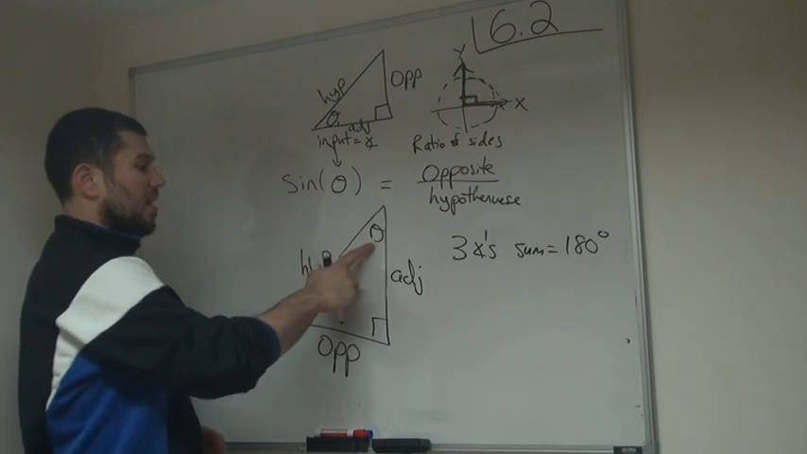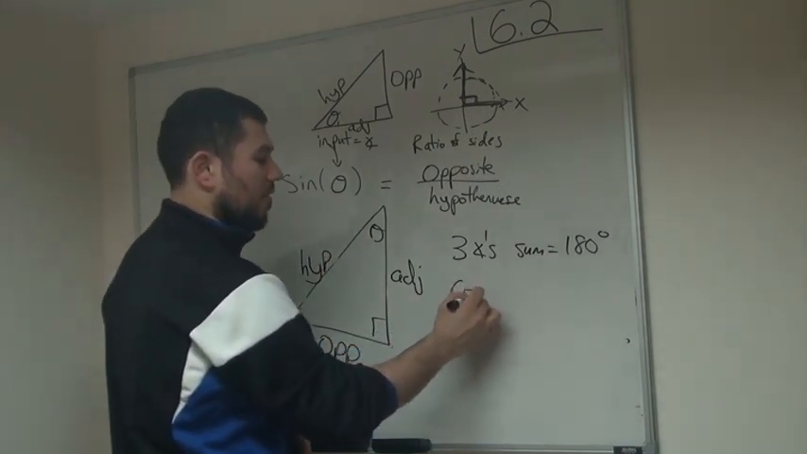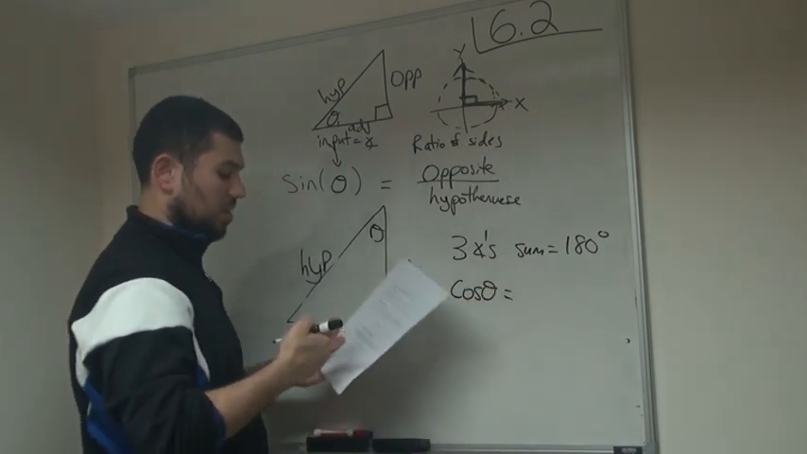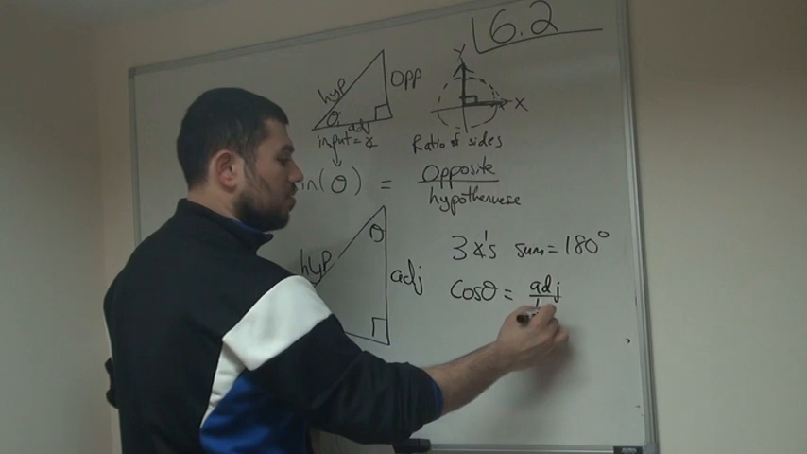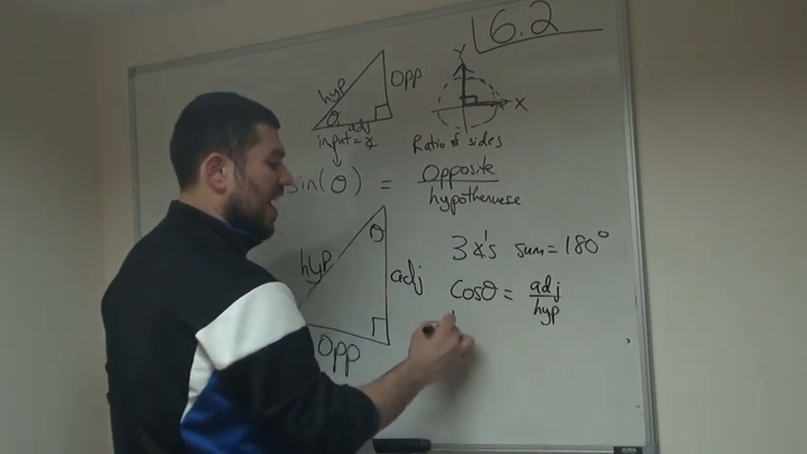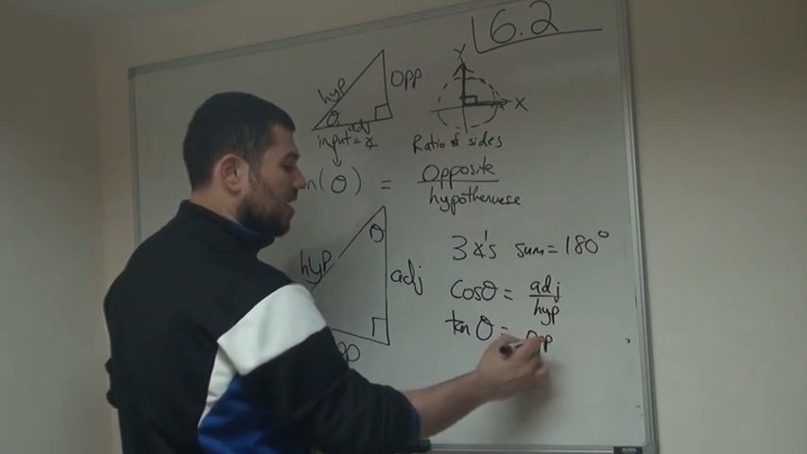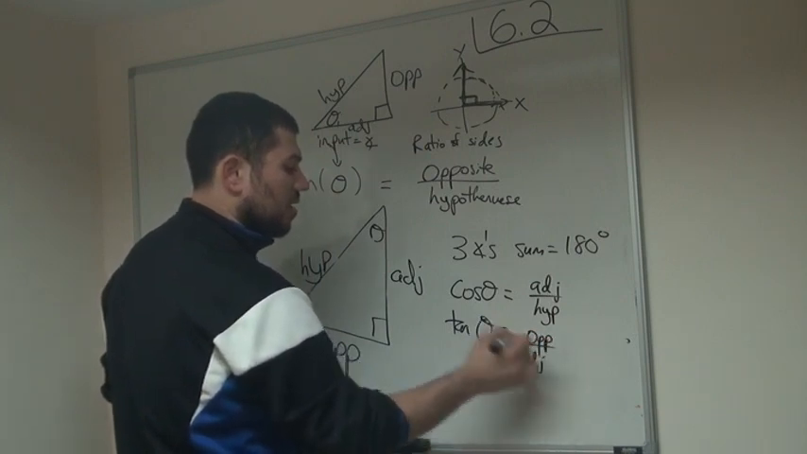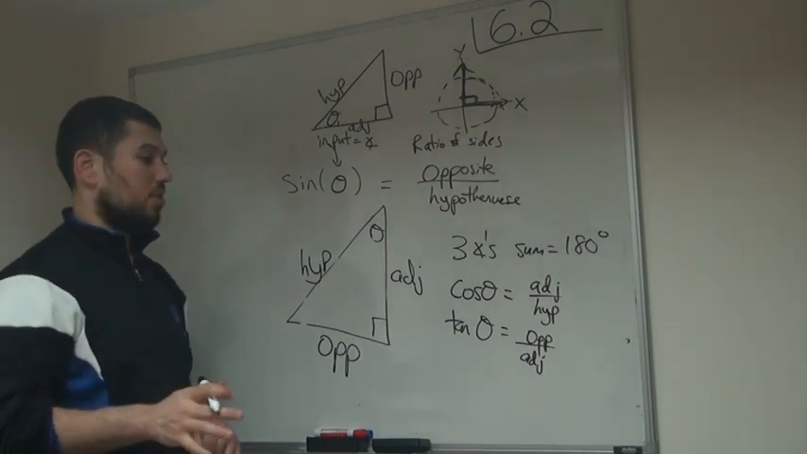So the sine of the angle is the opposite over the hypotenuse. The cosine of theta, as you see in your slides, is the adjacent side over the hypotenuse. The tangent of the angle is the opposite side over the adjacent side. Then we see three more ratios.